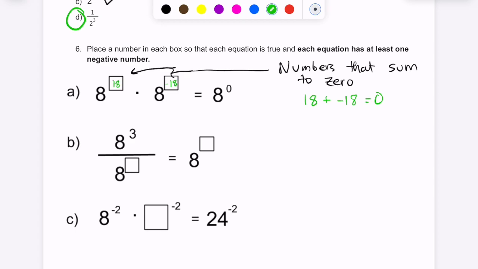So what I mean by that is I just said my favorite number is 18, so let's just do that, right? I have 8 to the 3rd power divided by 8 to the 18th power. There I am dividing powers with the same base, so that would be equal to 8 to the 3 minus 18th power, and 3 minus 18 is negative 15. So I get 8 to the negative 15th power, and that's a true equation, and one of the boxes has a negative number in it, so I'm good.